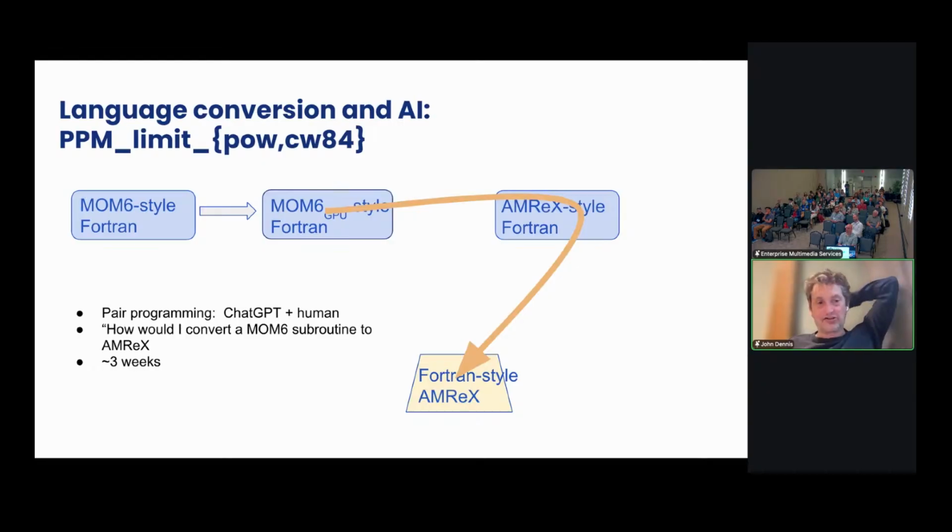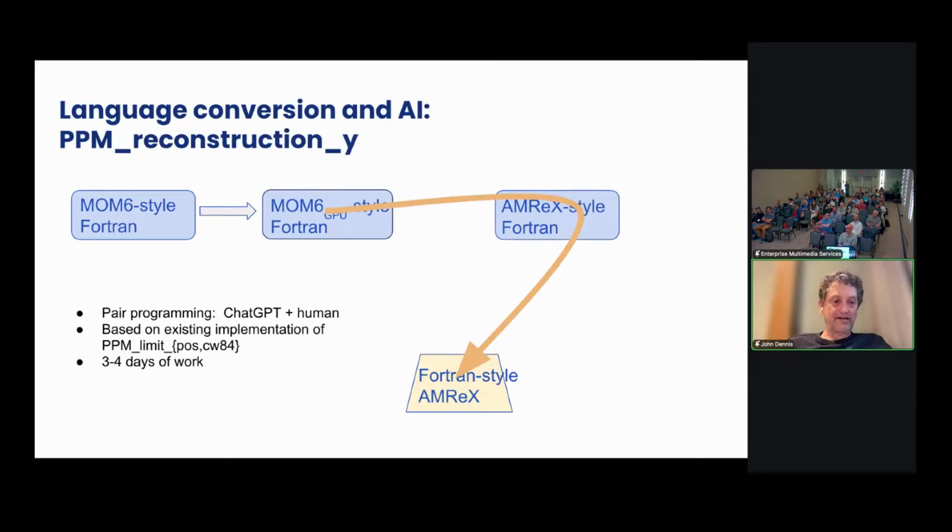And so the first attempt to do this kind of cycle involved ChatGPT and a human, and this was kind of chatting with the thing. And I asked the question, how would I convert a MOM6 subroutine to AMReX? This ended up taking about 3 weeks, just refining the process.